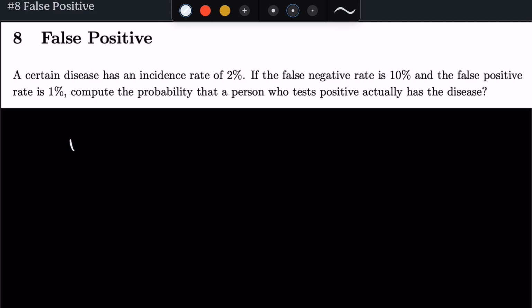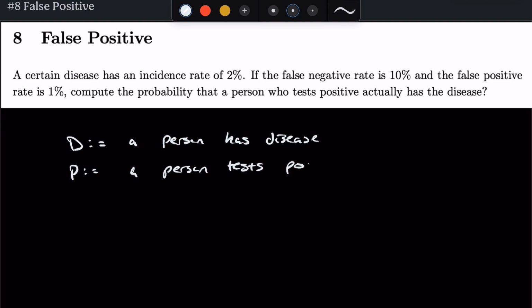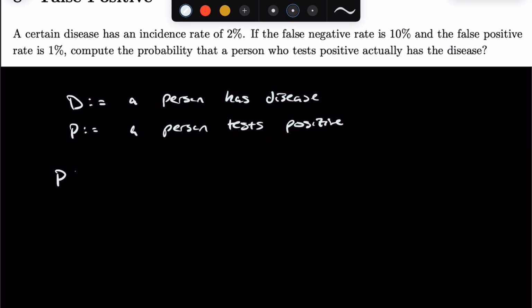We'll say that D is the event that a person has the disease, and P is the event that a person tests positive. With these two events, we can begin to note down the probabilities given to us in the problem statement. The first is that a certain disease has an incidence rate of 2%, meaning that the probability that a person has the disease is 2%, 0.02.